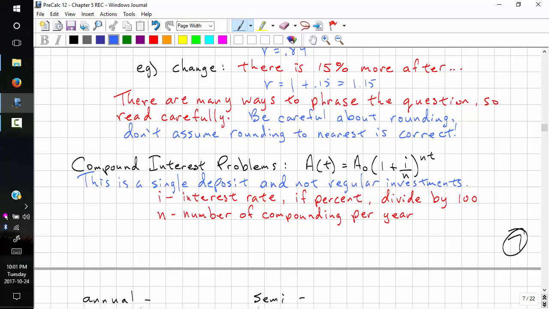So interest rate, this is normally a percentage. So you'll have to convert it to a number. And if it's a percent, like it says, divide by 100. N is the number of compoundings per year. You should have an S, compoundings per year. So we have to divide the interest rate by N, and we have to multiply the time by N. So using this formula, you're going to get more money when you have more compoundings per year.